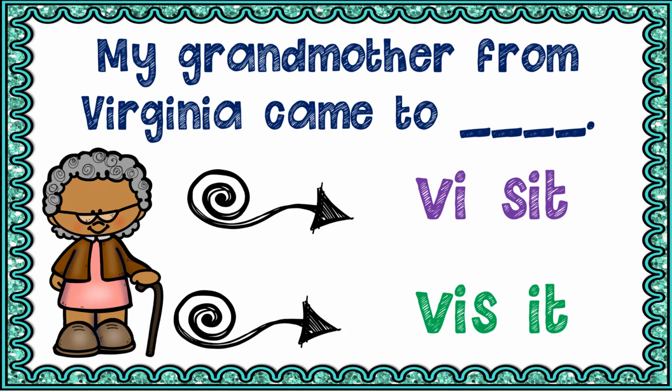Try this one. My grandmother came from Virginia, came to long I or short I, vi or vis. Good. It would be visit. So it would be your second one because it's going to be your short I. Now look at your it and sit, your last syllable. And it doesn't really matter because it's not ending the syllable in sit or it with a vowel.